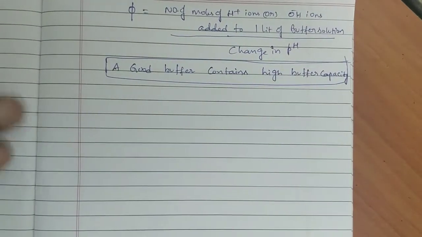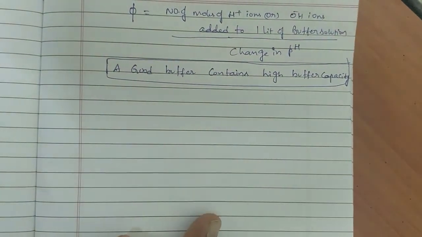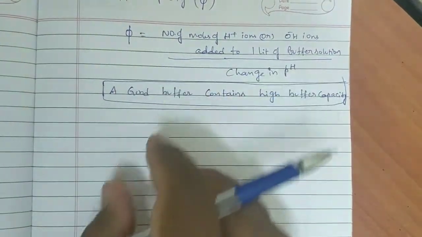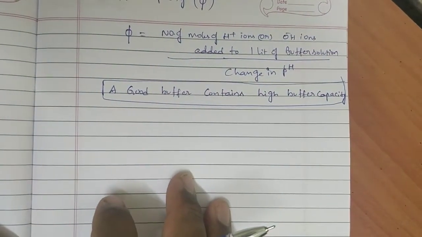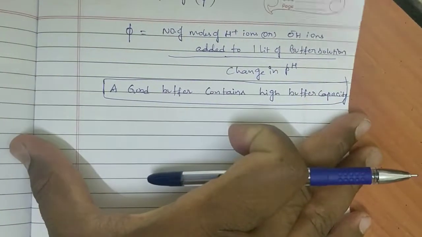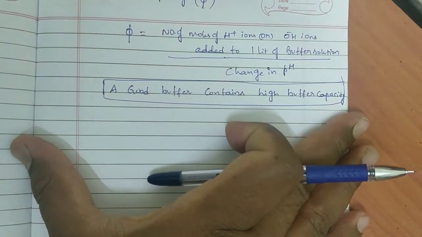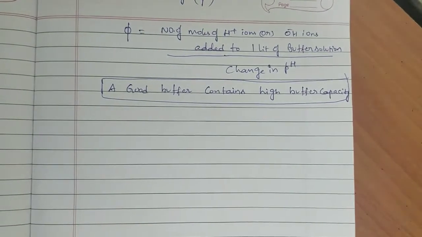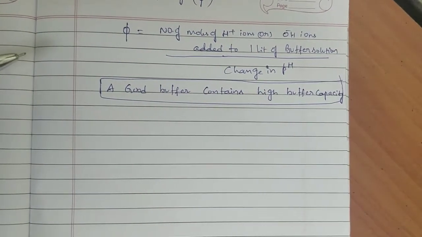A good buffer contains high buffer capacity. Remember this formula: buffer capacity is equal to the number of moles of H plus ions or OH minus ions added to 1 liter of buffer solution divided by the change in pH. Applications of buffer solution.